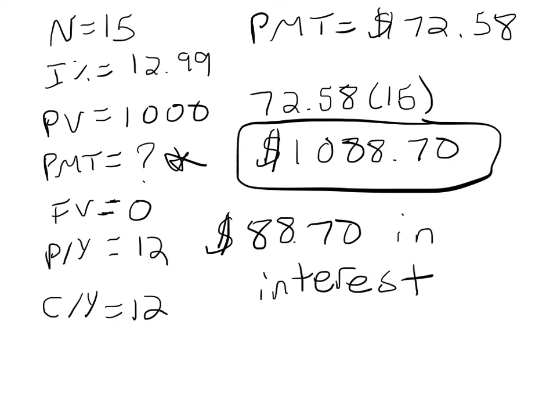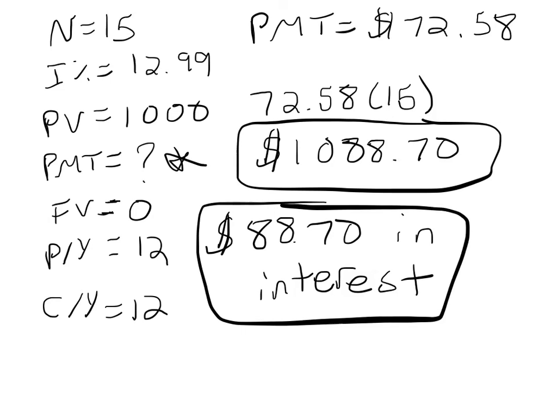This question was asking which situation would save you in interest fees. So clearly the second scenario, paying off the loan over the course of 15 months, will save you money in interest. However, the drawback here is that your monthly payment is going to be substantially higher, $72.58 as compared to $50. So if you want to save money in interest and pay off the loan quicker, you've got to be willing and have the extra cash flow to pay more per month.